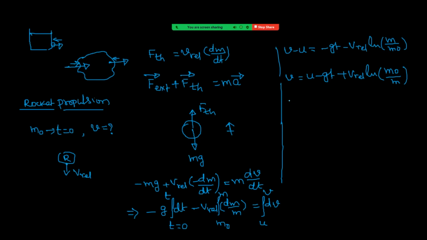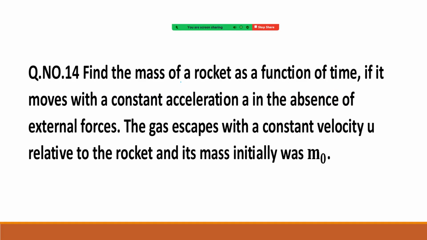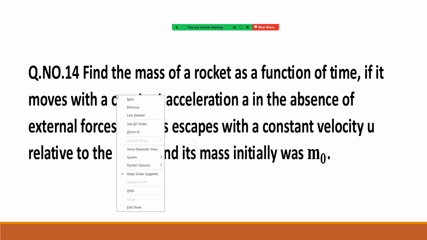So if you take, initially velocity is 0 when u value is 0, right? So like this, we can use this equation now. Okay. Let us take one more example to get more clarity. Right. See the question carefully.